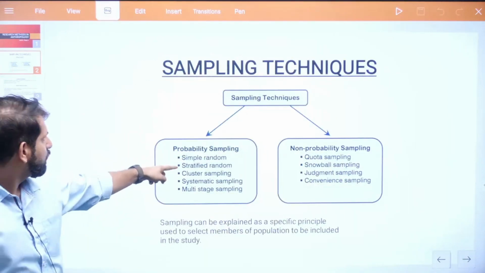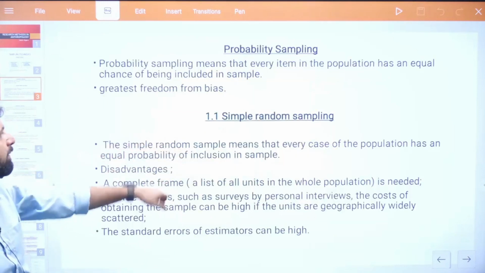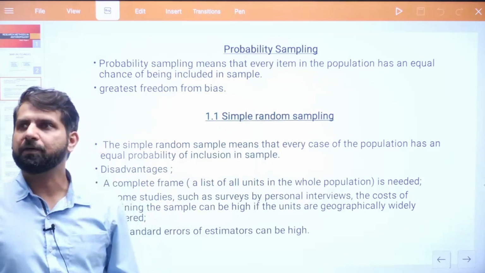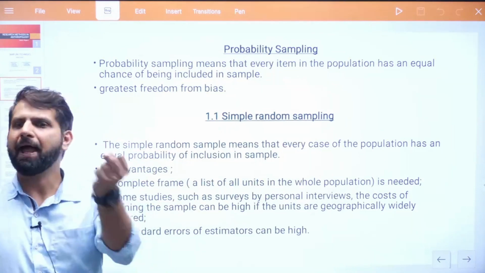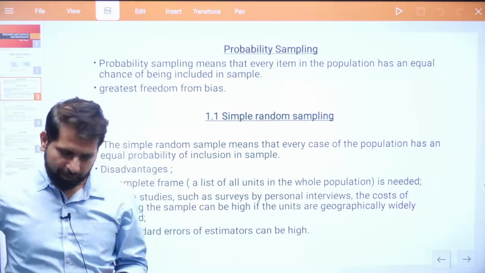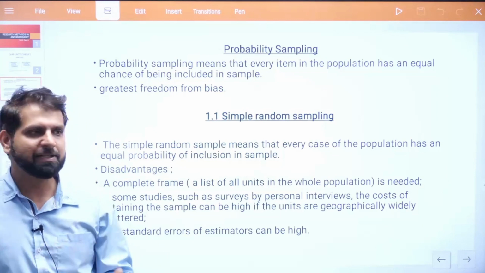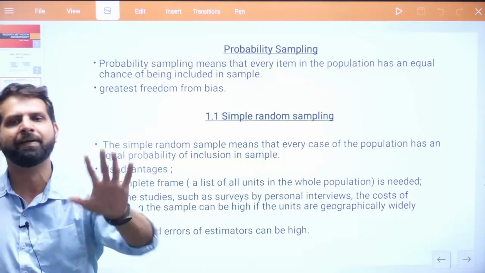There are 5 types of probability sampling. First is your simple random, where from a population, from a universe, you pick any random individual. So if I want to study the examination pattern and its perception, I can pick any one of you. So each of you has an equal chance.